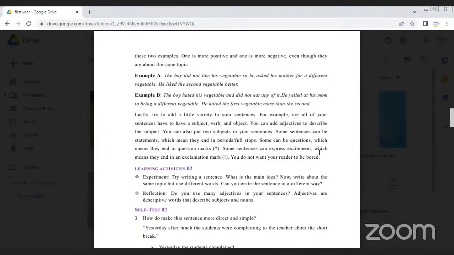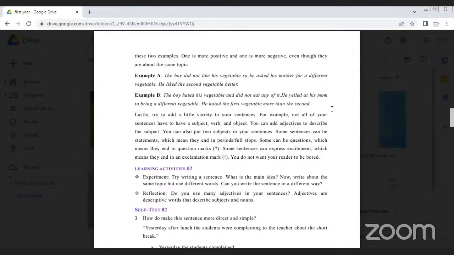Let's see the first example. Example A: The boy did not like his vegetable, so he asked his mother for a different vegetable. He liked the second vegetable better. Then let's see the second example. Example B: The boy hated his vegetable and did not eat any of it. He yelled at his mom to bring a different vegetable. He hated the first vegetable more than the second.